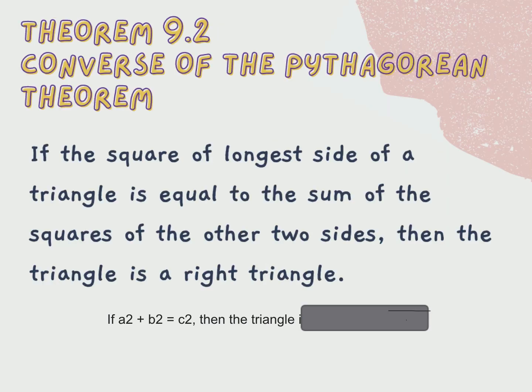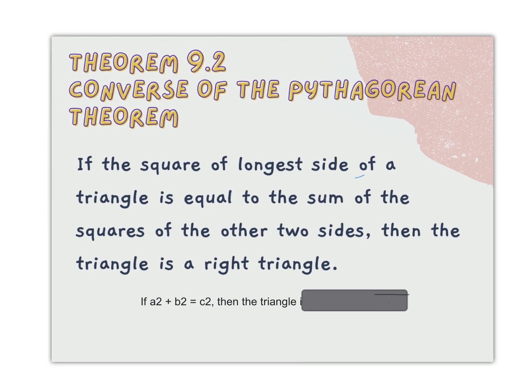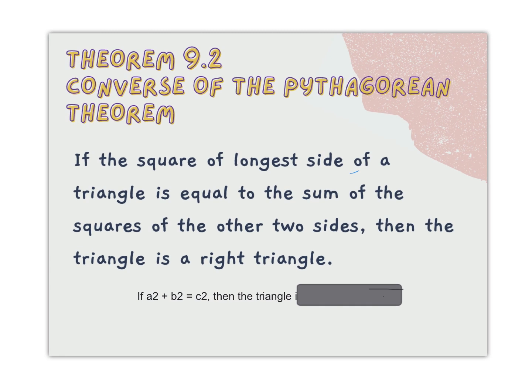So now we have some converses here of the Pythagorean theorem, right? Remember, the converse is just flipped over. We know that if a triangle is a right triangle, then a squared plus b squared equals c squared. Here we're working it backwards. We're saying that if c squared equals a squared plus b squared, then it is a right triangle. So if we figure out that a squared plus b squared equals c squared, then we know the triangle is a right triangle.